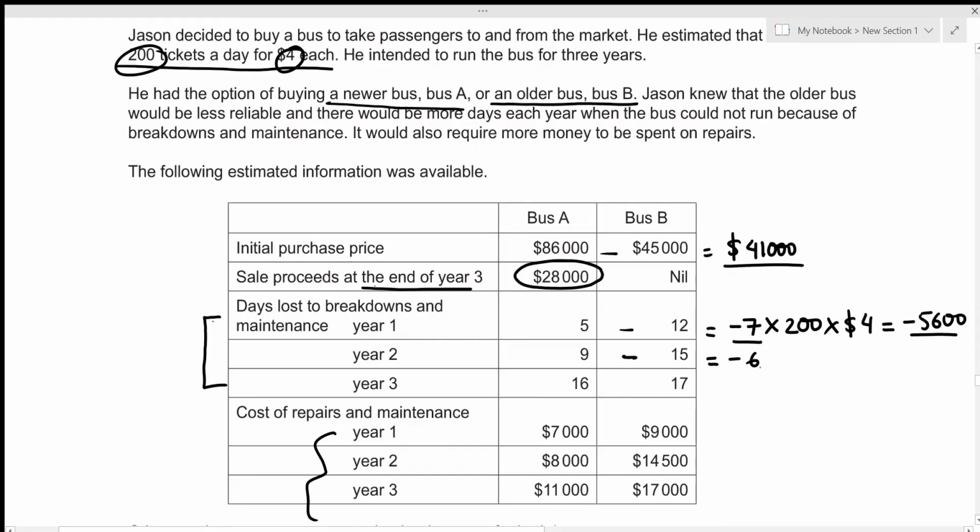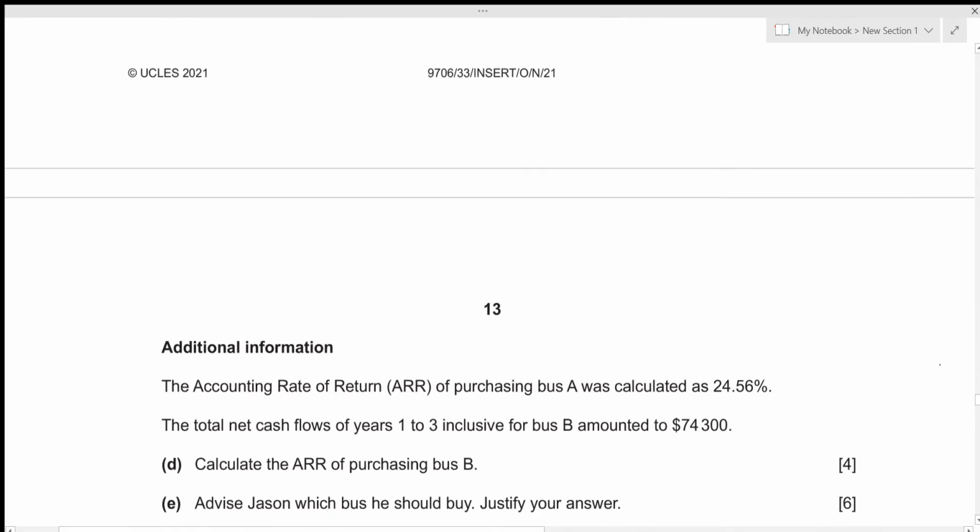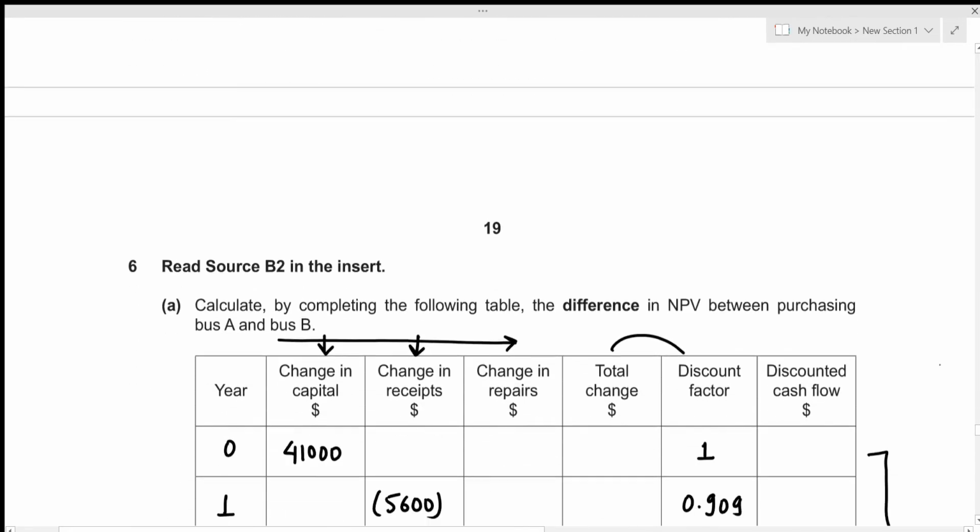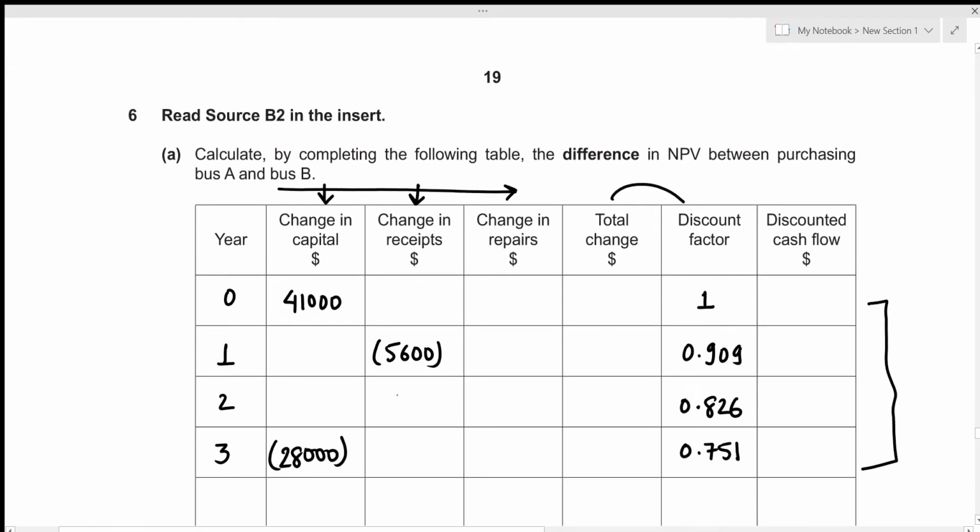Again, we need to figure out the total receipts that we lost for these 6 days. So we're going to multiply it with the number of tickets sold per day, which is 200. Then we multiply it with the rate per each ticket. So that's $4. So the change in receipts for year 2 is just going to be -6 times 200 times 4, which results in -4,800. Let's record this amount in our changes in receipts column. So that's going to be 4,800.